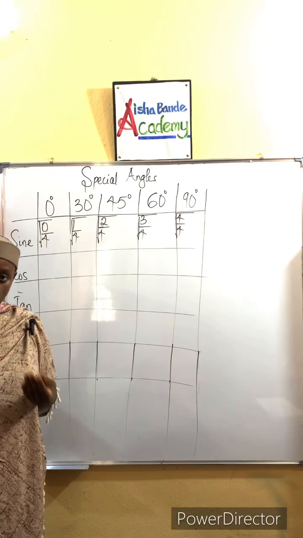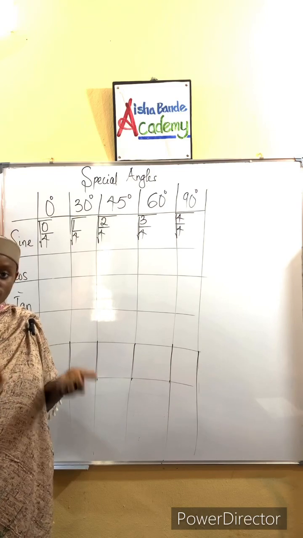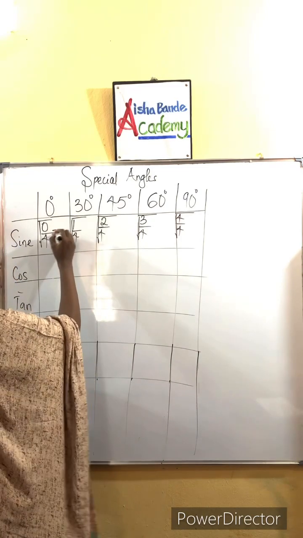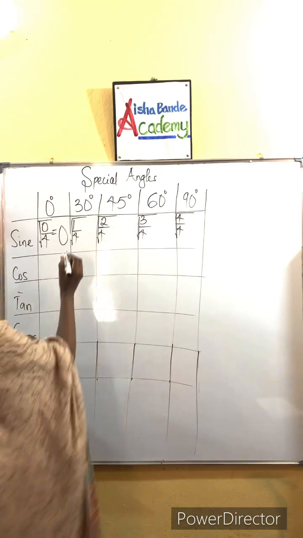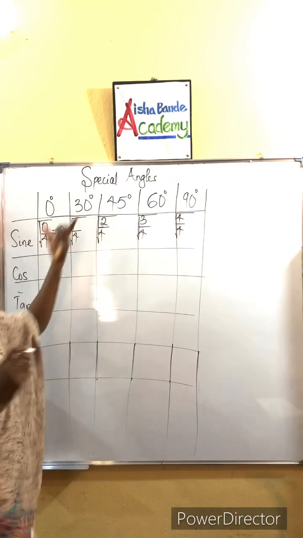0 divided by 4 is 0. And the square root of 0 gives us 0. So our answer here is going to be 0, meaning that sine 0 is 0. Okay? So this is the answer. Moving on to the next one.